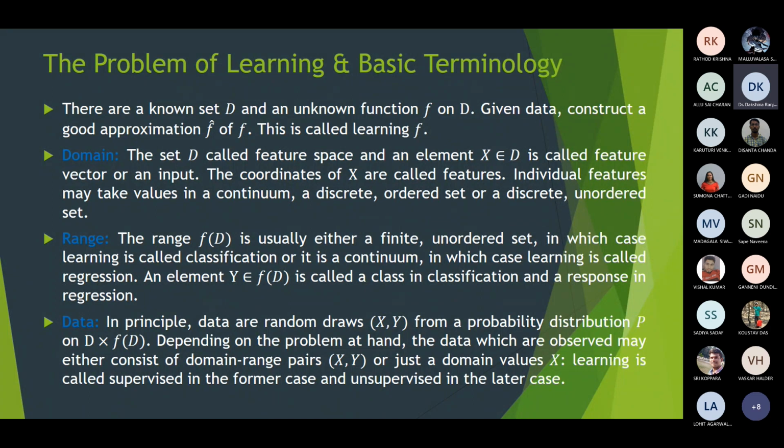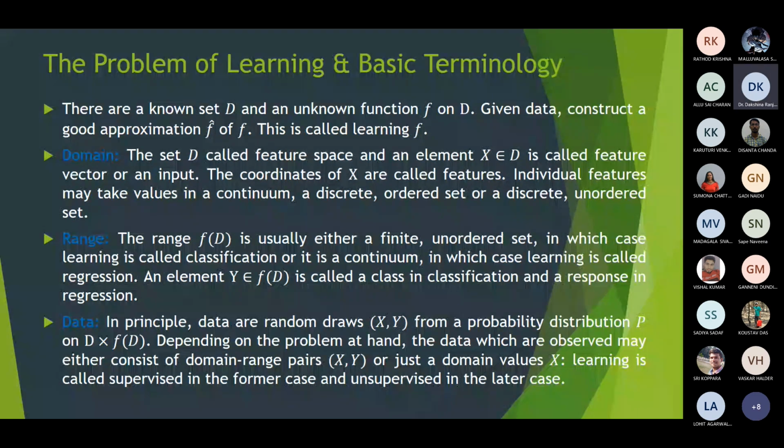the learning strategy in a machine learning system, and for that we need some basic terminologies. So these basic terminologies are related to the learning system. Now these basic terminologies include the domain, range, data, then loss or penalty, and risk. Okay, so these five different terminologies are related to any machine learning system.